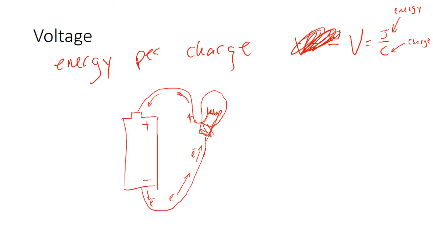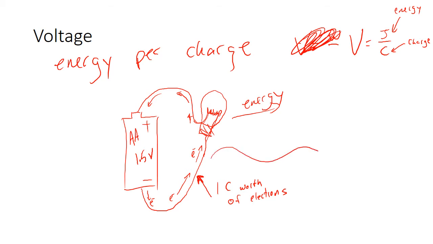The electrons are going to give off energy as they do this. A normal AA battery has about 1.5 volts to it. Let's say you have 1 coulomb's worth of electrons going around the circuit. That's 1.5 volts and 1 coulomb, which means you're going to have 1.5 joules of energy. So the more volts you have, the more energy you get for every electron.